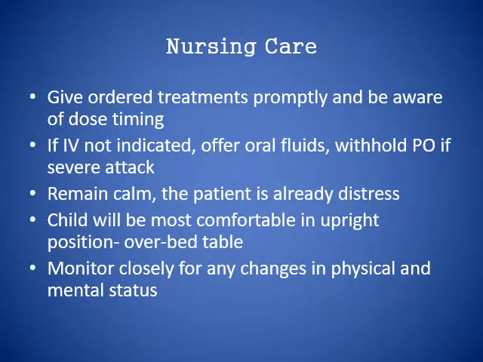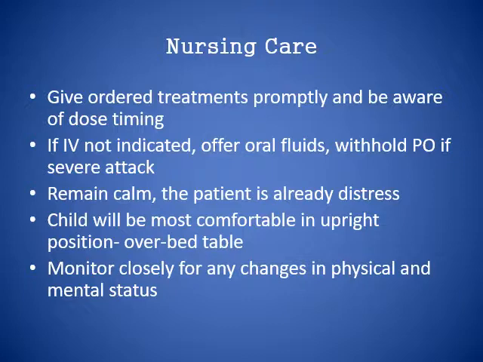So, nursing care of an asthmatic: you want to give ordered treatments promptly and be aware of dose timing. A child out in the community that's having an asthma flare should always be in contact with their physician, and have inhalers. If they're needing them more than every 4 hours, it's time for them to get evaluated. Sometimes they can get them every 2 hours at home, but they really need to call their doctor if they start needing them more than that.